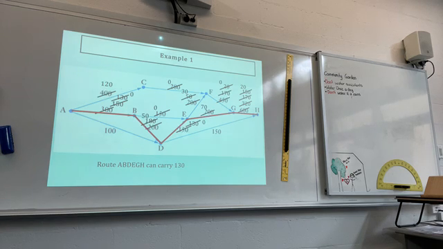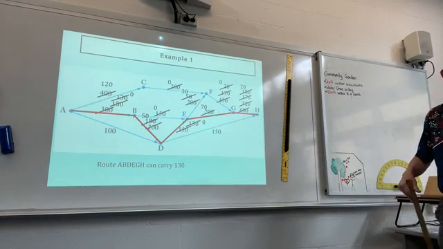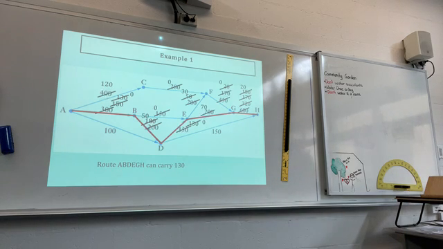So after that's done, there's only one bit left, which is A, D, and H, correct? Agree? All agree? So A, D, and H, that is 100, 100, and 150. And of course, the maximum flow will be 100. And there's 50 left. Now, look at the road now. We're looking at A, D, and H.